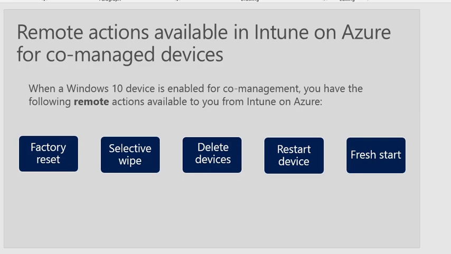Delete devices. You can use the delete action to remove device records from the Azure portal, for devices that you know are unreachable and unlikely to communicate with Azure again. The delete action doesn't remove the device from management. A restart device action causes the device you choose to be restarted. The device owner isn't automatically notified of the restart, and they might lose work.